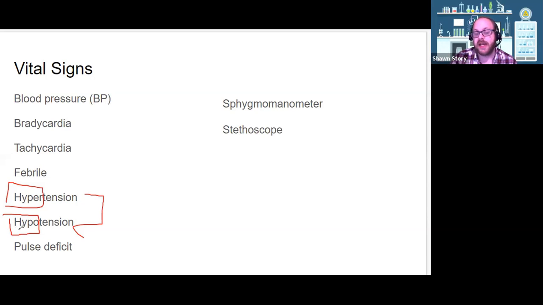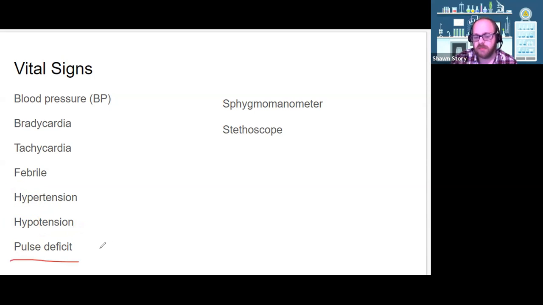We also see words like hypoglucosic, where glucose is sugar. So hypoglucose, their blood sugar level is too low. So we can start breaking those words apart and say, okay, if I see the word hypo, it means low.